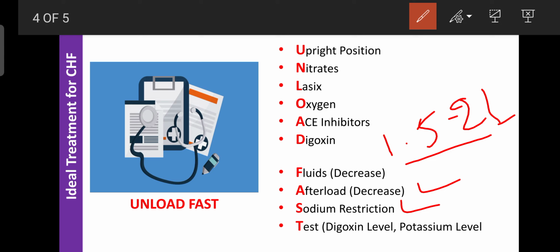Then, monitor the tests regarding the digoxin level as well as the potassium level, as they can cause toxicity. So these are the ideal treatments for congestive heart failure that you can remember as the name UNLOAD FAST.